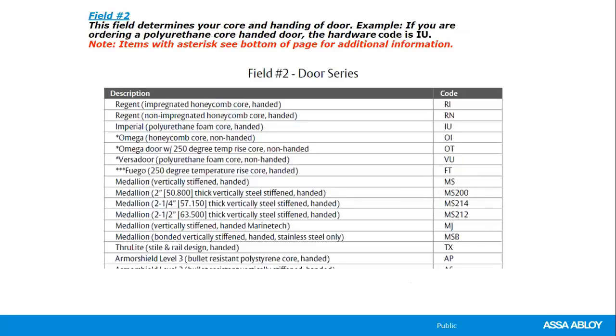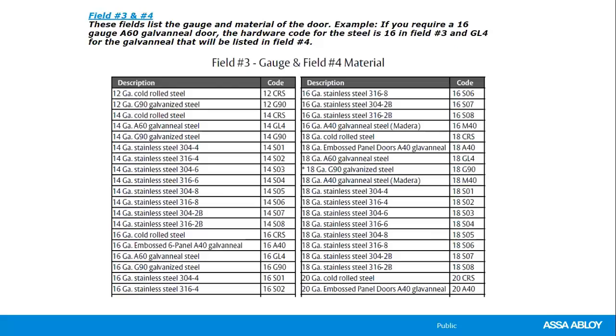Field number 2 is your door series. This is where you're going to get into the various types of door cores, what they are, handed or non-handed. And we have a complete page of all of our different types of door series that are listed. Again, just like the frames, you have a field for the gauge and the material of your doors. You'll see them listed here. We go from 12 to 20 gauge.